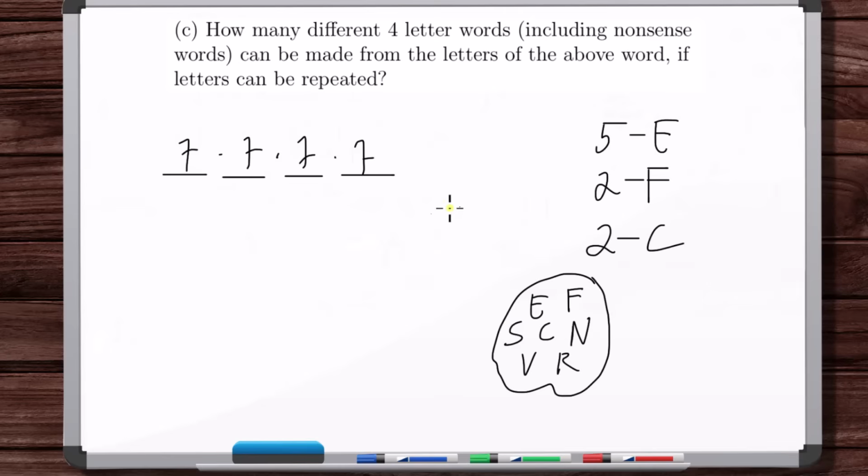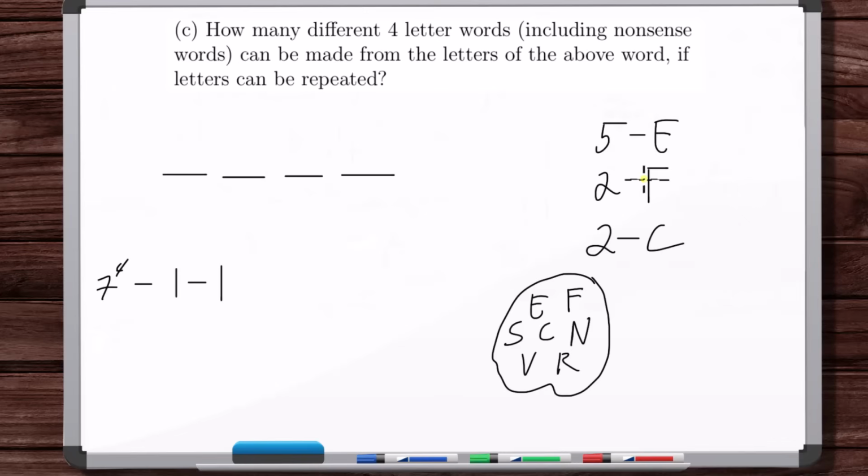The problem with that is, yeah, you can have 4 E's, but you can't have 4 F's, you can't have 4 C's, you can't have 3 F's or 3 C's. So what we could do, though, is we could get 7 to the 4th and then subtract out the cases where you would have 4 F's and 4 C's and 3 F's and 3 C's. Okay, so 4 F's, that's just 1. 4 C's is just 1, right? F, F, F, F, C, C, C, C.